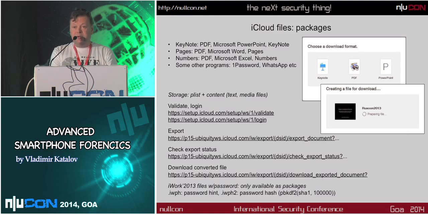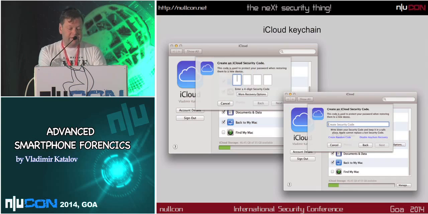It also uses the PBKDF function for SHA-1 with 100,000 operations, so it is virtually impossible to break the encryption. Next, iCloud keychain, probably the most interesting part, which was introduced in iOS 7.